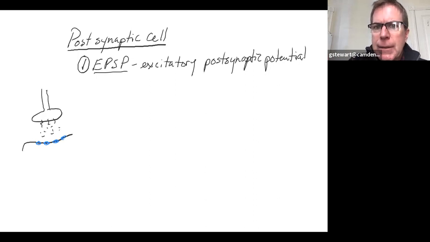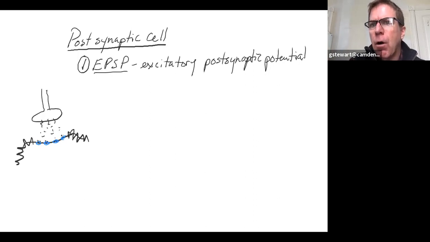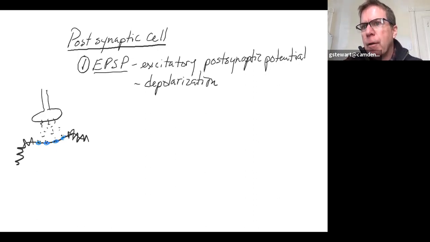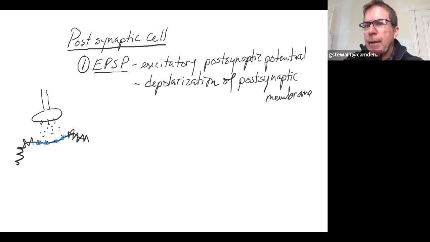One thing that it can do is that the binding of that chemical neurotransmitter can cause this cell's membrane to depolarize. That's an excitatory event. So always equate EPSPs, excitatory postsynaptic potentials, with depolarization of that receiving cell's membrane. I'm just going to say the postsynaptic membrane. Remember, depolarizing is excitatory.